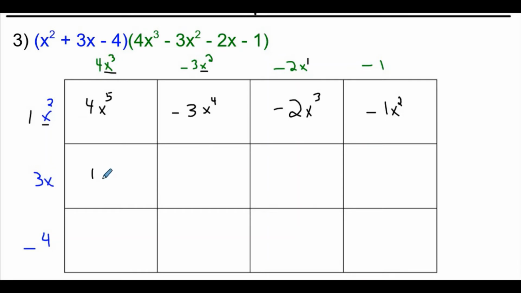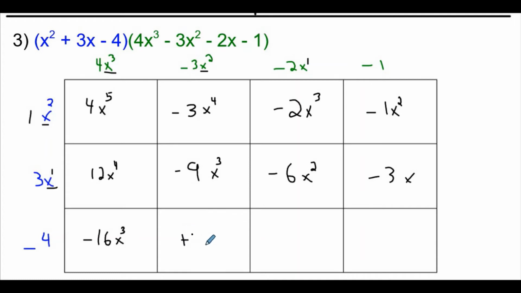3 times 4 is 12. This is an x to the first power, so same base, add the exponents. That will be to the fourth power. 3 times negative 3 is negative 9, and then x to the third power. 3 times negative 2 is negative 6, and then x to the second power. Negative 1 times 3 is negative 3x. One more row. 4 times negative 4 is negative 16. There's no x, so I can just carry down. All of these will just carry down into these boxes.